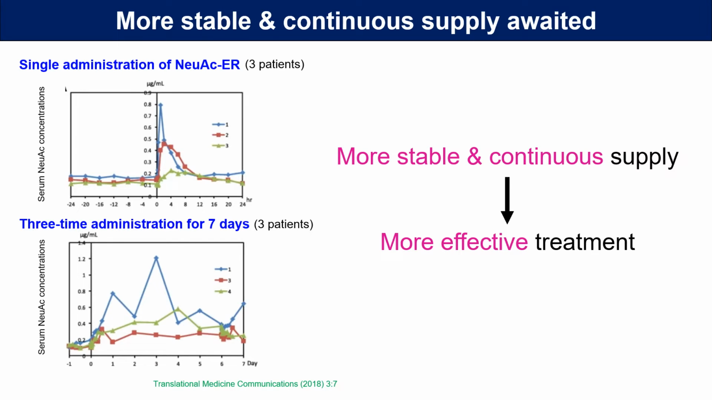So let's see the figure of the change in serum sialic acid concentration using sialic acid extended release tablets again. So the extended release tablet form elevated serum sialic acid concentration very well, but if you carefully see, at the same time it was decreased in a few hours. So we think if we could provide more stable and continuous supply, it might be more effective to treat this disease.